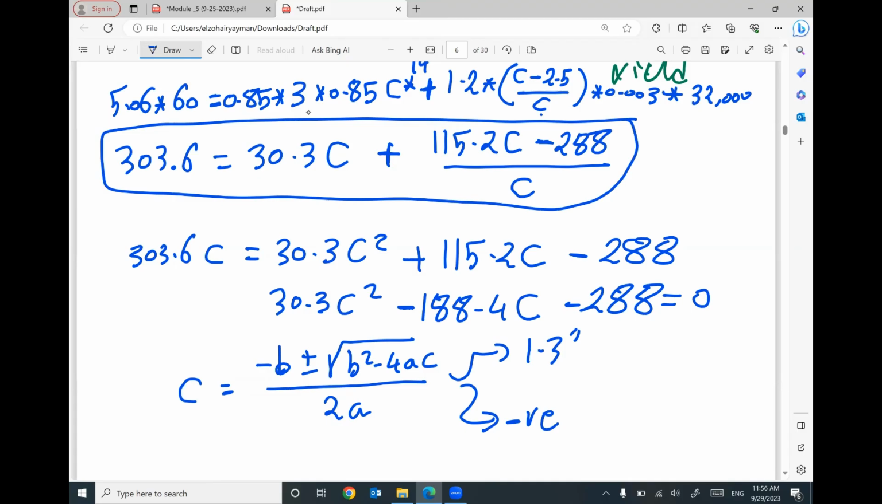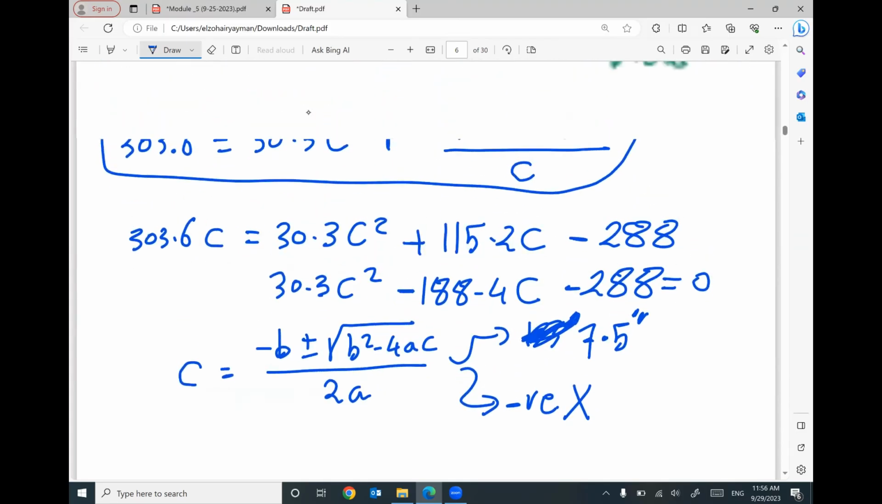Yeah, 7.4. This number is wrong. That makes sense. 7.5 inch. This one will be a negative number. It will not be accepted. So the value of C equals 7.5.